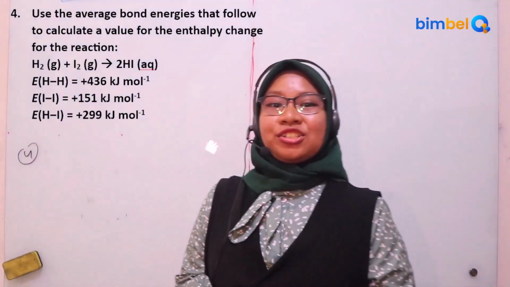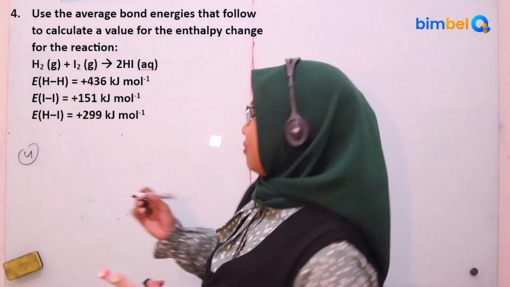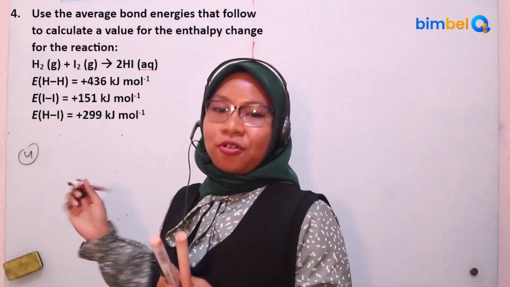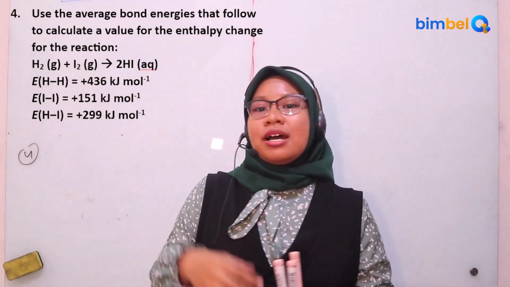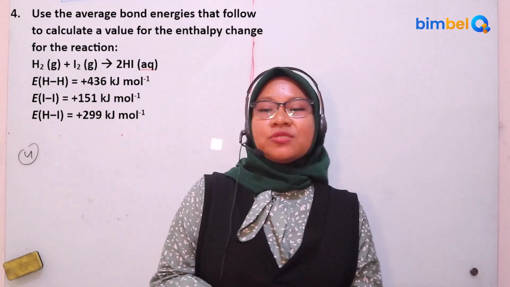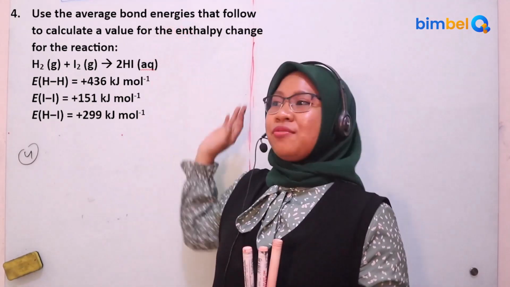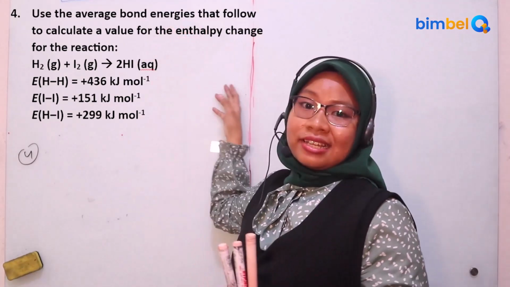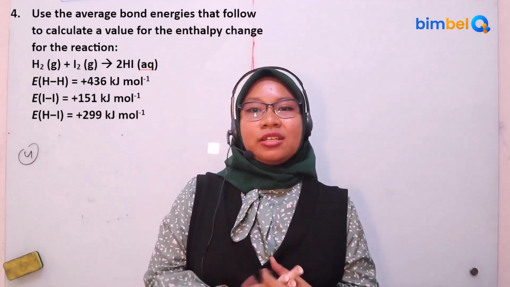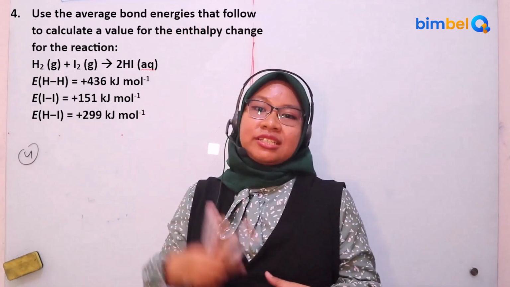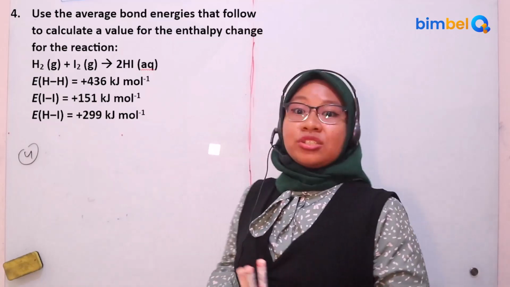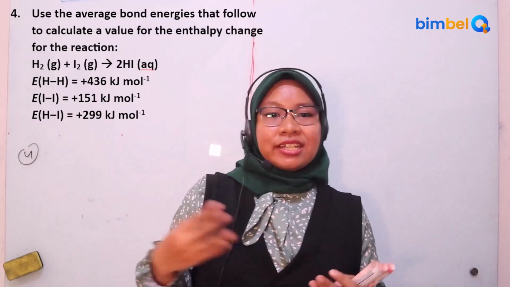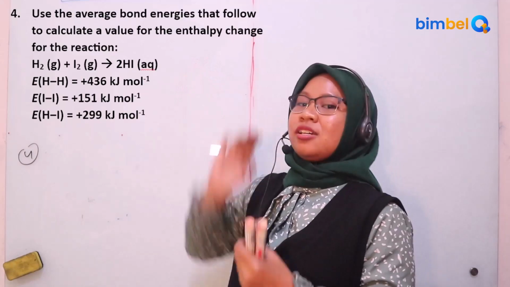Okay guys, now let's do question number 4. For question number 4, we are still asked to calculate the enthalpy change for this reaction. However, if we look at this data, we have bond energies data. So we can't use Hess's law, but we can use the bond energy technique to calculate this enthalpy change.